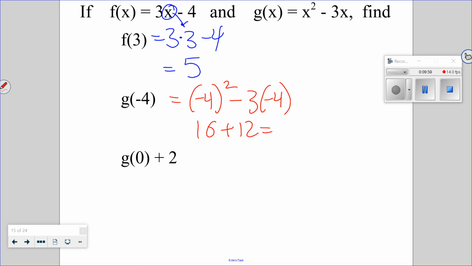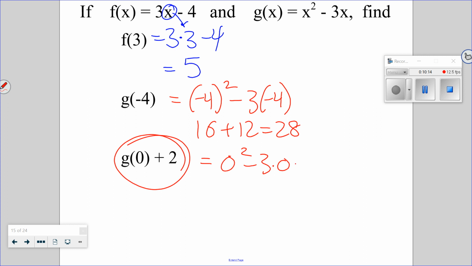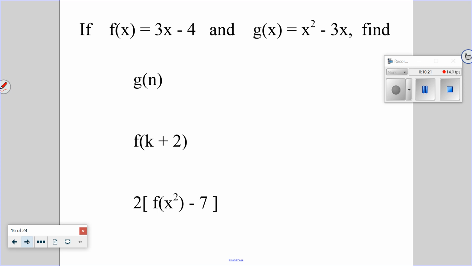G of 0. Well, all those terms are 0. You can do an expression where you have the whole function. Maybe it's evaluated, maybe it's not. Plus 2. So you do 0 squared minus 3 times 0. Yeah, it's trivial. You don't have to write it out, but I still have a plus 2, so it's just 2. Okay. You can substitute another variable in. If I have g of x and I want g of n, that's totally fine. Just replace every x with an n.